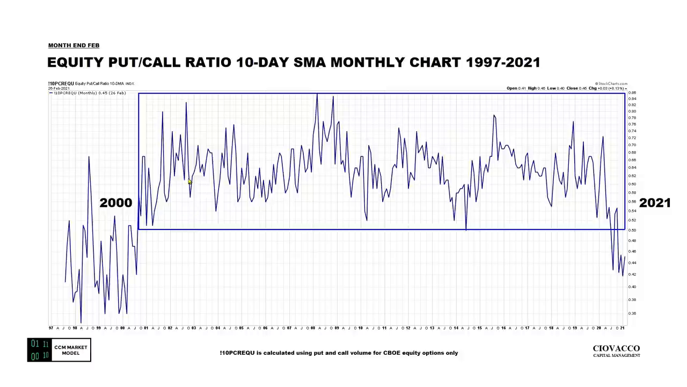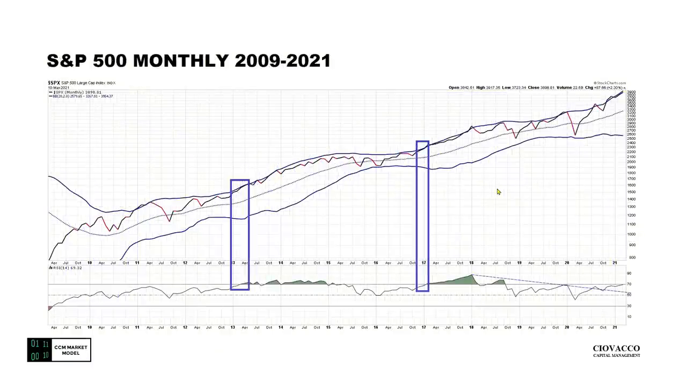Equity put call ratio, 10-day simple moving average, stayed inside of this box the entire time between the year 2000 and 2020. We broke down from the box in 2020, and we're still below the box in 2021. Notice this change in character started right after the massive peak at the end of the dot-com bubble. It doesn't predict anything. It just helps us keep an open mind about the next 20 years possibly looking different relative to the last 20 years.